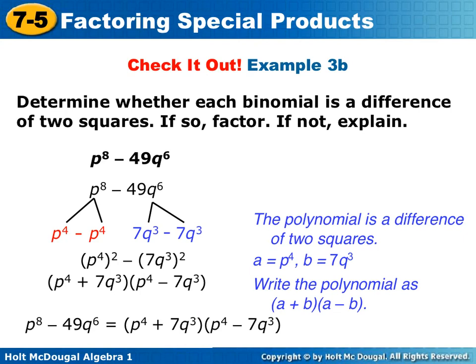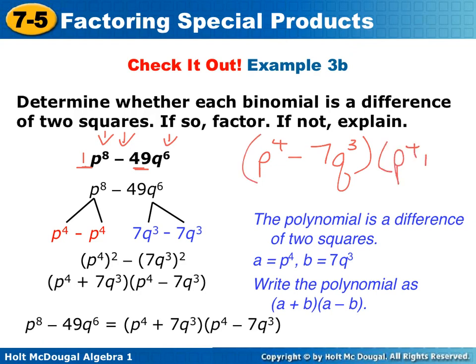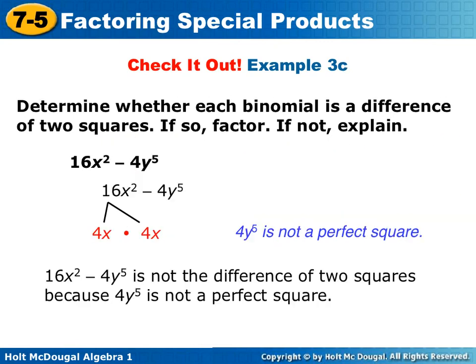Almost done. Here again, perfect squares. Exponents are even. Subtraction sign in the middle. Constants or coefficients are both perfect squares. Square root of 1 is 1. 8 divided by 2 is 4. Square root of 49 is 7. 6 divided by 2 is 3. The other one gets a plus sign, and you're done. Another one, both perfect squares. However, look, we've got an odd exponent. So this one's not a perfect square. It's not the difference of two squares.